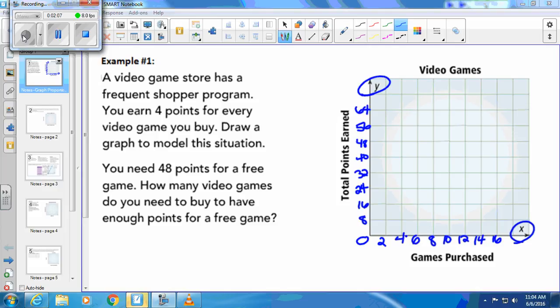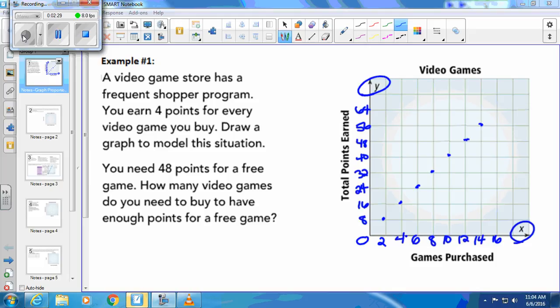And then I will just plot my dots. So 2 games, 8 points; 4 games, 16 points; 6 games, 24; 8 games, 32; 10 games, 40; 12 games, 48; 14 games, 56.